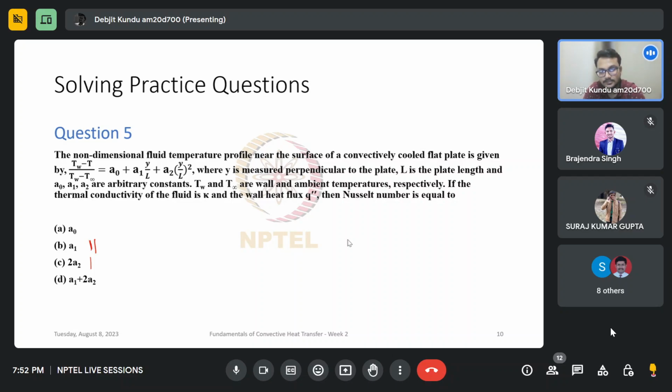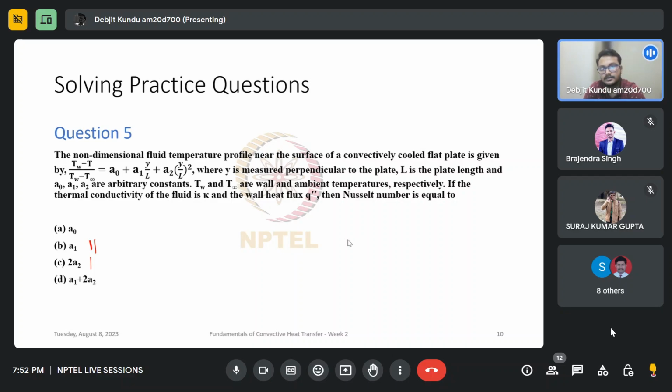So the question is: the non-dimensional fluid temperature profile near the surface of a convectively cooled flat plate is given by (Tw minus T) divided by (Tw minus T infinity) equal to A0 plus A1 y over L plus A2 (y over L) whole square, where y is measured perpendicular to the plate, L is the plate length, and A0, A1, A2 are arbitrary constants.